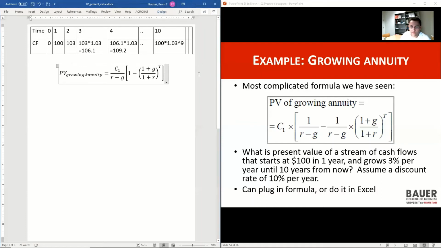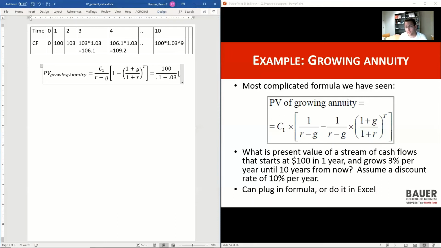These are the first 2 steps of any present value problem. Find the cash flows, make sure you know what the cash flows are so that you have the appropriate formula. And then the next step would be putting the right numbers into the formula. So here, what's the first cash flow that we're getting? That's $100. That's given. What's our discount rate? Well, that's given at 10% per year. What's our growth rate? That's 3% per year. Okay, so the denominator there is going to be 0.1 minus 0.03.